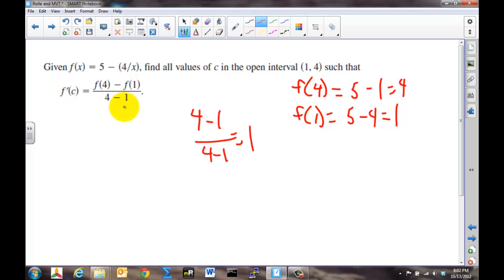So now what does this problem down here say? Look at this as simply a math problem. The derivative is equal to this. So let's find the derivative. What is f prime of x?